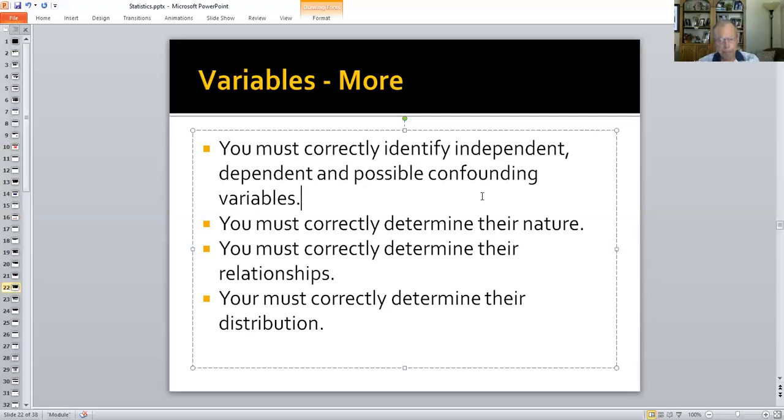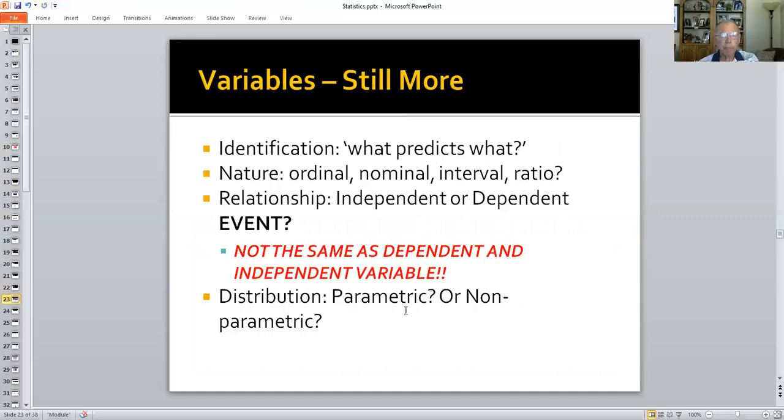Number 3, you must know their relationship. By that, when you do a test, you'll be asked, is this an independent event or a dependent event? And that is not the same. Their relation, the event, I think that's going to be shown on the next slide. Yeah, right here.